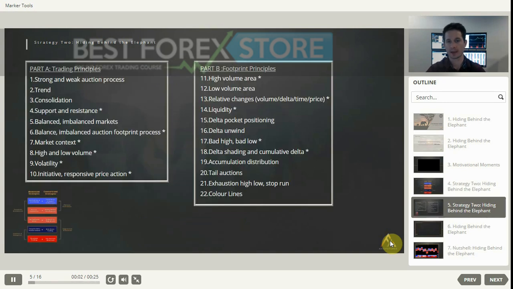So again, just like strategy one, in strategy two, these are the principles that you're going to encounter throughout this strategy. I will again illustrate this on the blackboard in the next couple of slides that you're going to watch on a video, and you'll get a better understanding of exactly which principles are required for hiding behind the elephant.